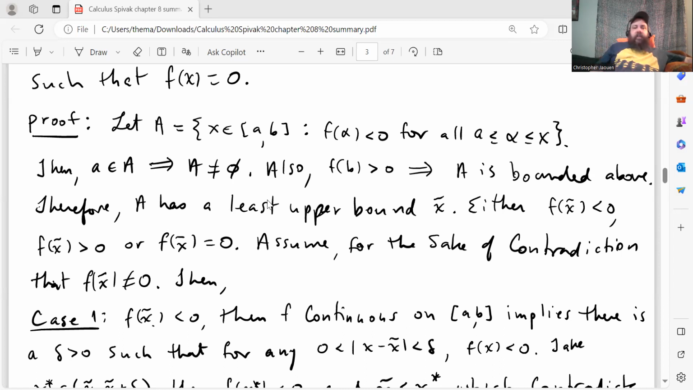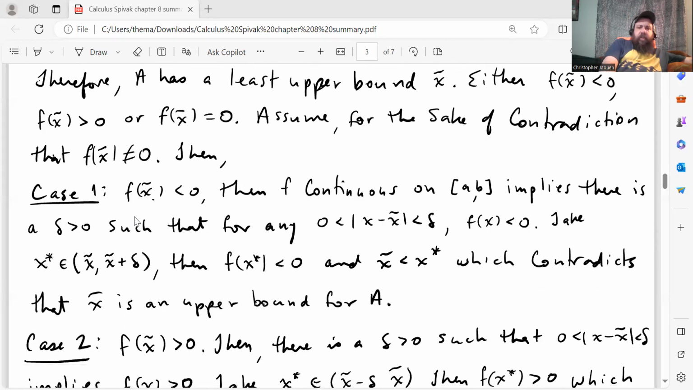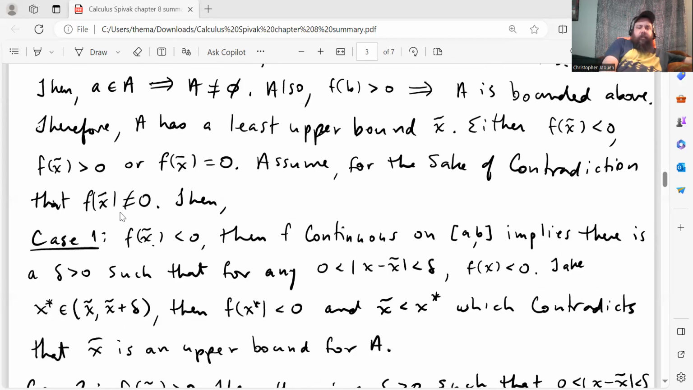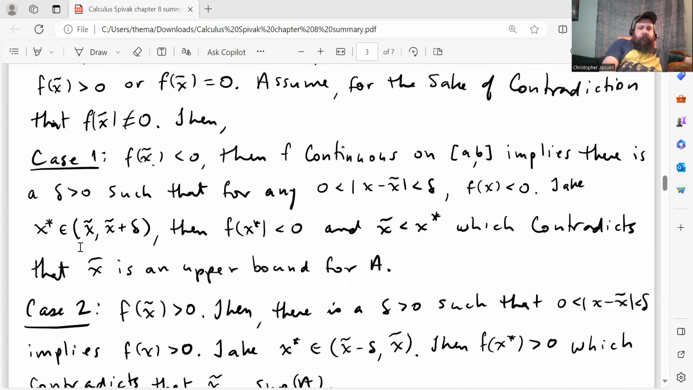Either f of x tilde is less than 0, f of x tilde is greater than 0, or the only other possibility is f of x tilde is equal to 0. Assume for the sake of contradiction that f of x tilde, which is the least upper bound for that set A, is not 0. Okay, and then I'll consider 2 cases. I just have to show basically that under that assumption, either this or this has to be true, but that'll lead to contradictions. So that's what I'm doing here.